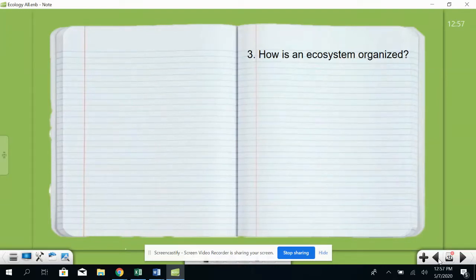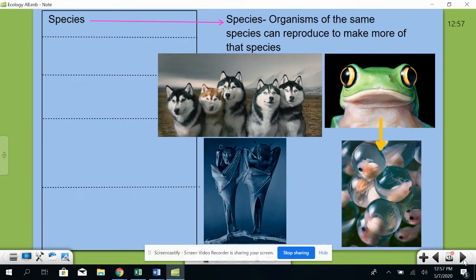Okay, so how do we organize things in an ecosystem? So we start with a species, one individual organism. A species is an organism of the same species that reproduces with itself to make more. So all of these pictures are a species.